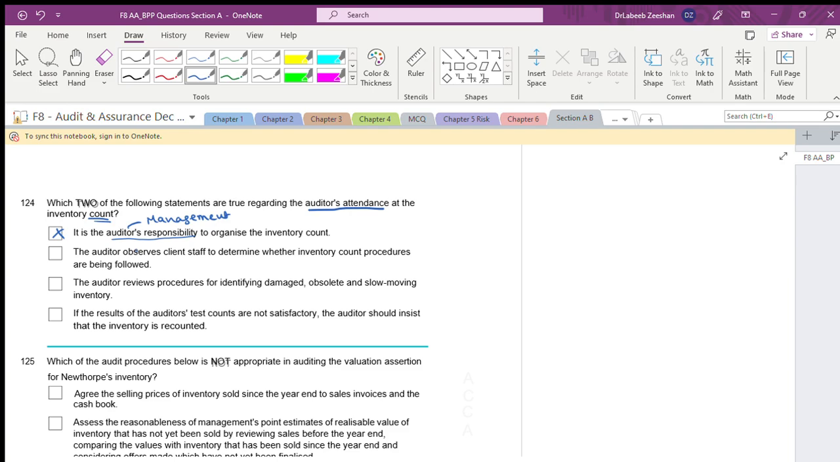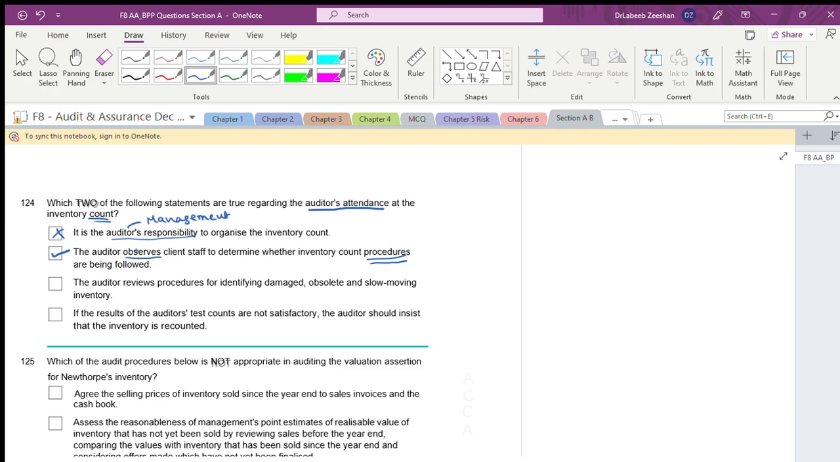The auditor observes client staff. That's what the auditor will do. Auditor, what will they do? They will do only an observation. He will do only the observation to determine whether inventory count procedures are being followed. He will only observe whether the procedures which have been laid down have been followed or not. Only observation. Fine. This is the right one.